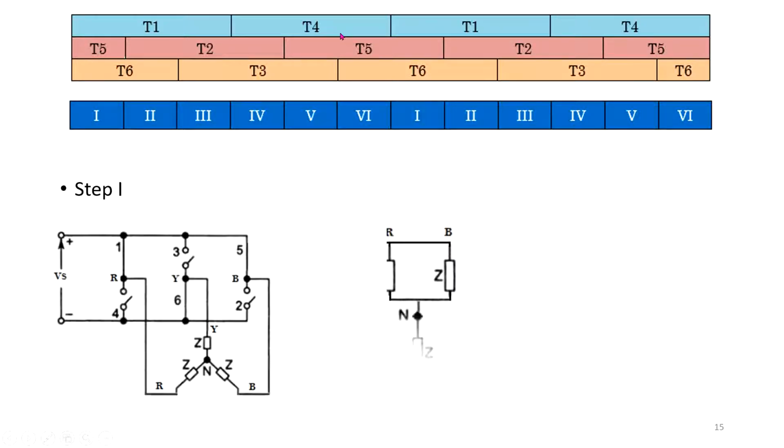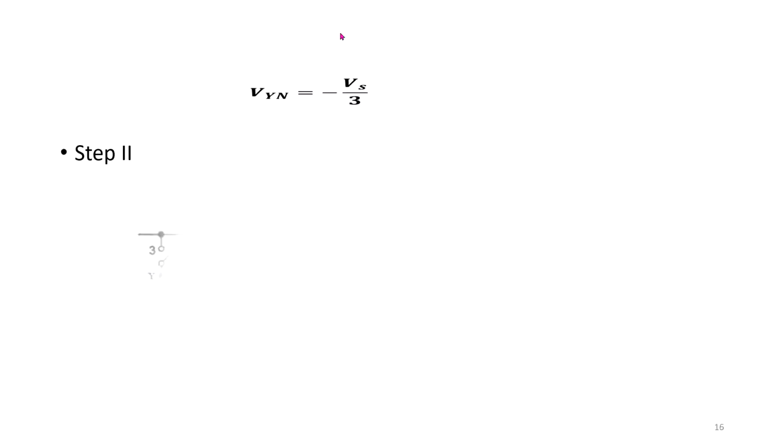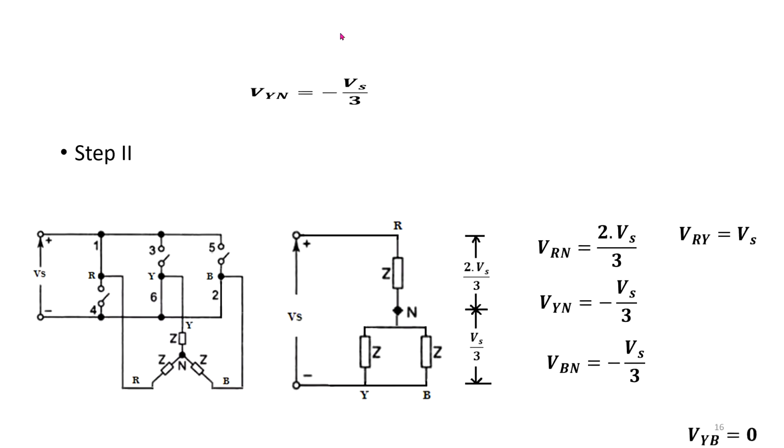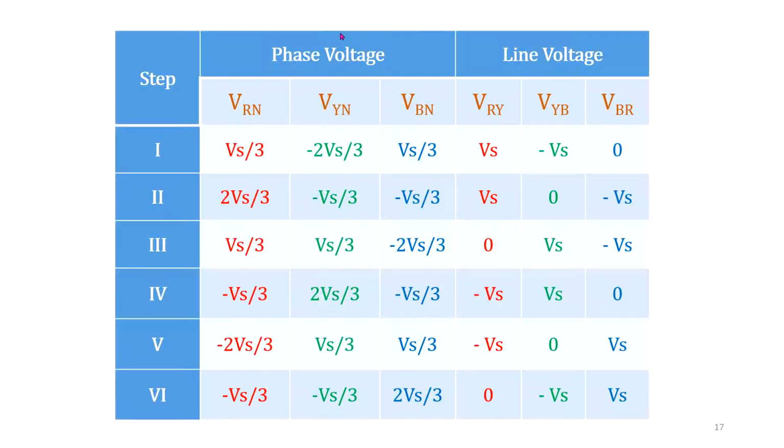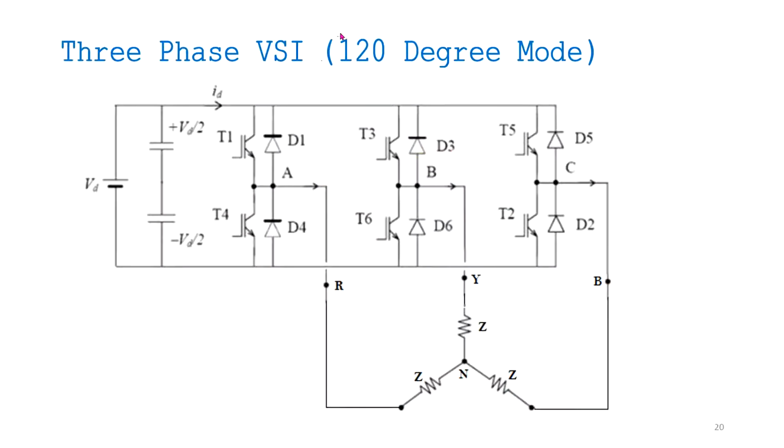Everything else is the same. This is 180 degree. Now let's come back to our topic. Now we will discuss the three-phase voltage source inverter with 120-degree mode.